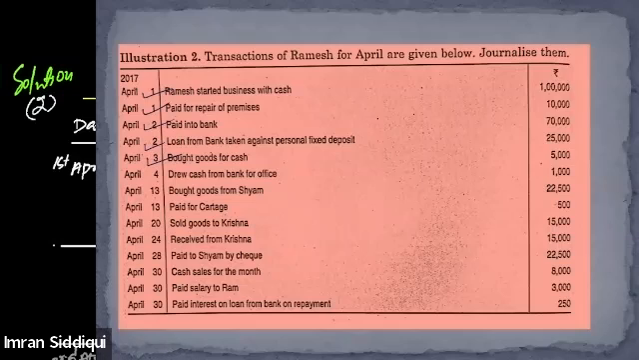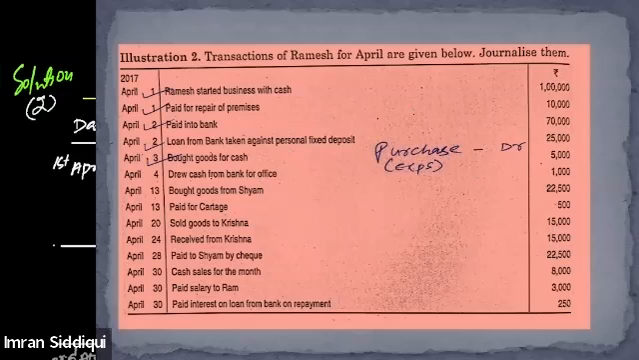Bought goods for cash. We have bought goods for cash. So firstly, since we are buying goods, you need to consider that it is a purchase. Buying of goods is a purchase account. Purchases are increasing, that means purchases are what? Purchases are expenses. Is that right? Yes, sir. Purchases are expenses. And whenever expenses increase, we need to debit the expense account.